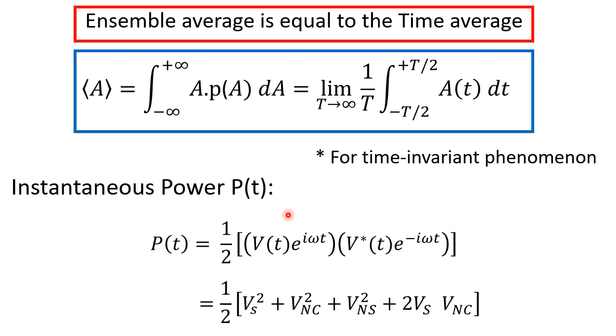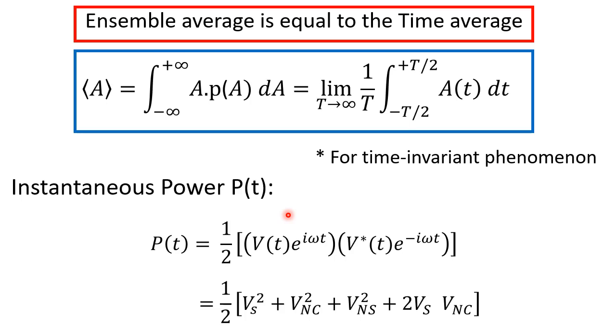So this ensemble average being equal to time average is a fundamental idea of statistical physics, telling you that for time invariant phenomena and for ergodic phenomena, that would mean that A takes all possible values that it can if you wait long enough, and these two averages are the same, right?